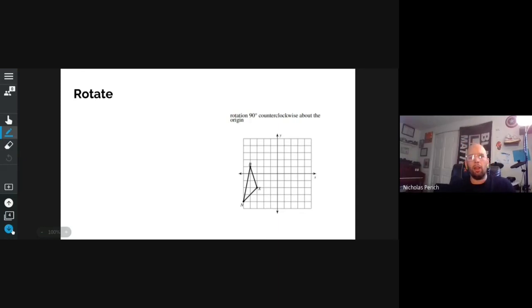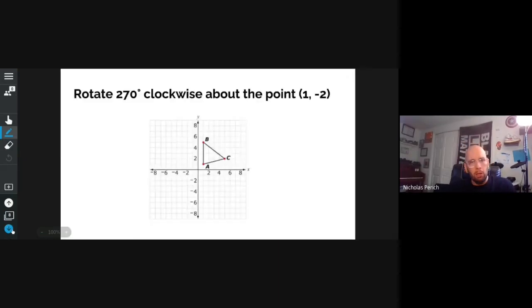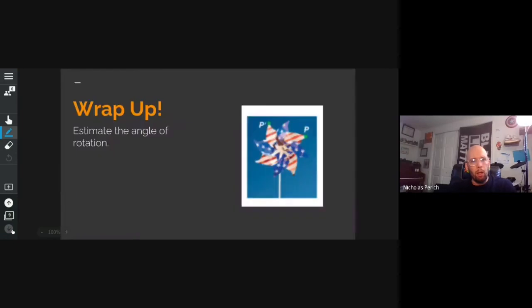All right, now that was a problem from a while ago. We did that one. And that leads us to the end. Now, in this problem, estimate the angle of rotation. Well, what do I have here?